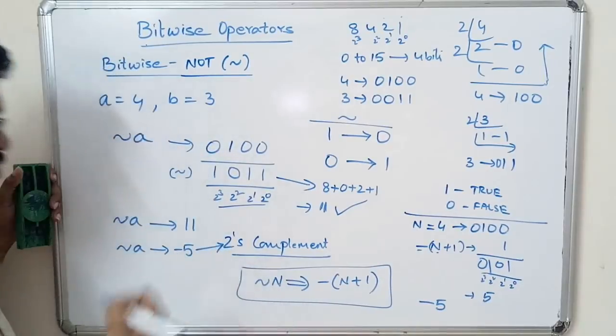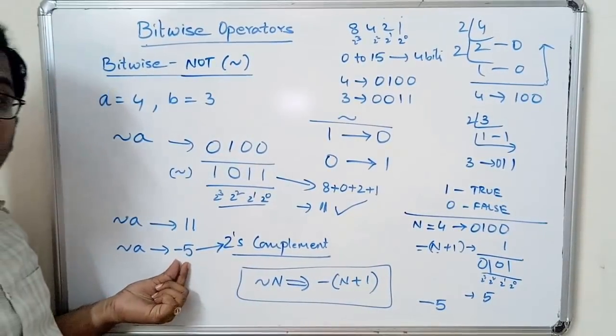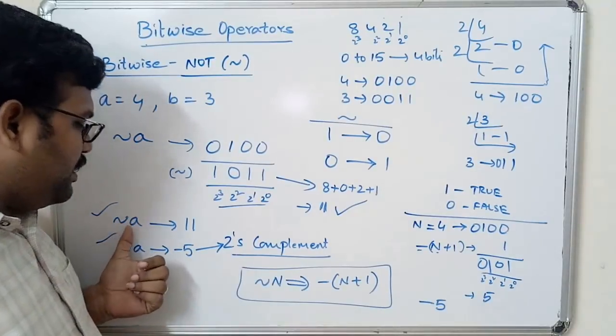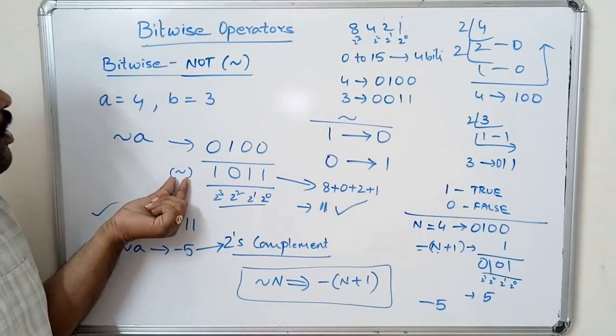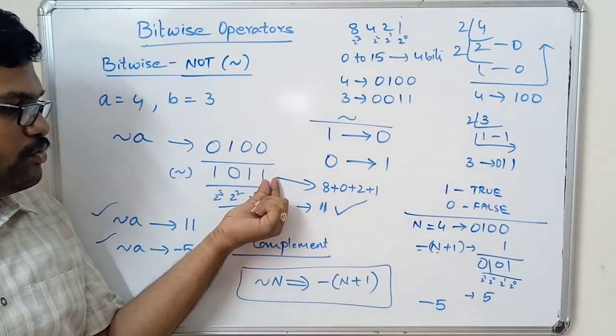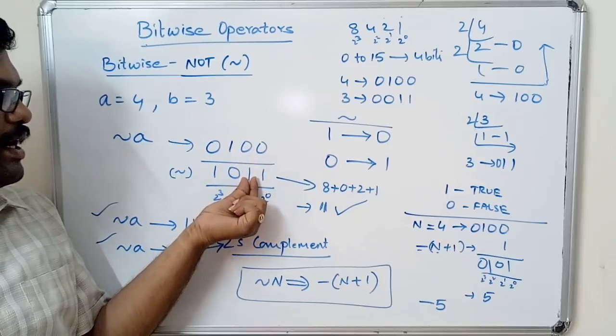This is in 2's complement. So both are right. Now the bitwise NOT operator: if a bit is false, we have to write it as true, and if it is true, we have to write it as false.